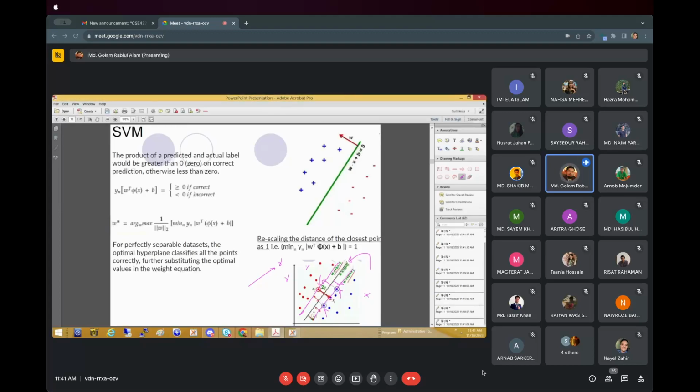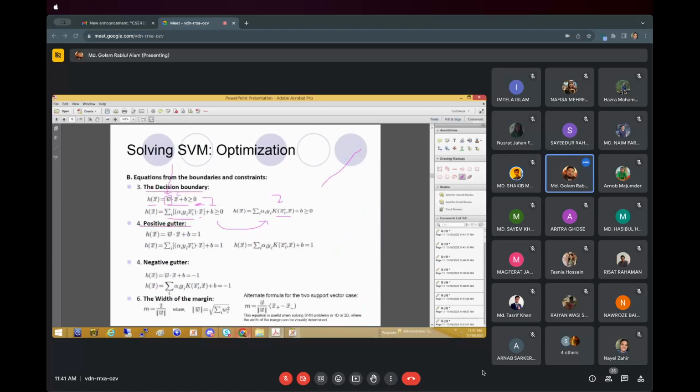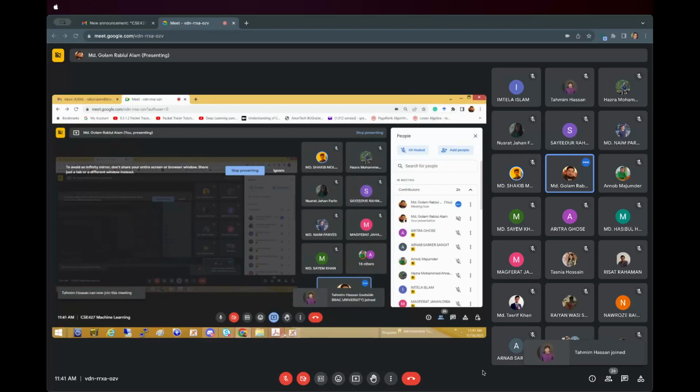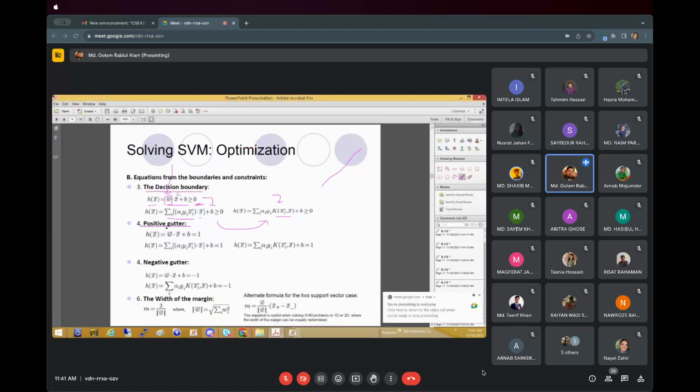So what we can see here, that means positive gutter and negative gutter. Those equations we have to consider here also. For the positive gutter, this is the case: W transpose X plus B equal 1, positive gutter. Again, we can put the value of W here, and then again we can convert to this function.